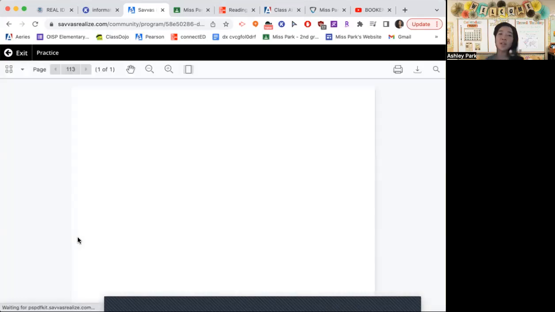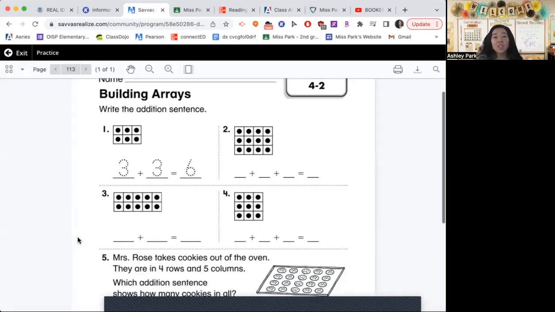All right, let's work on the next page, practice. Write the addition sentence. So you start with the row, and then how many boats are in each row. So we have 2 rows, and there are 3 boats in each row. So you're going to do 3 plus 3. 3 plus 3 equals 6.